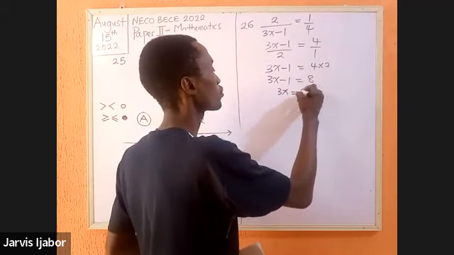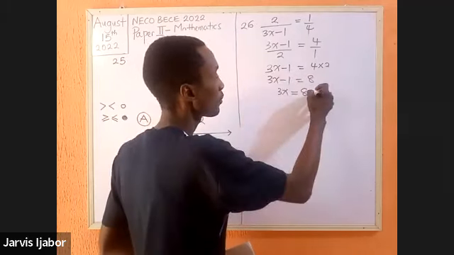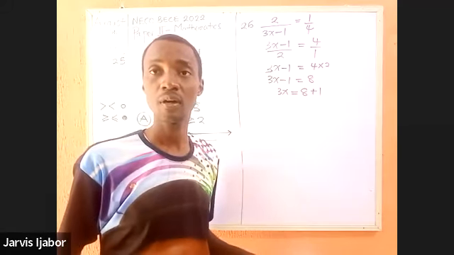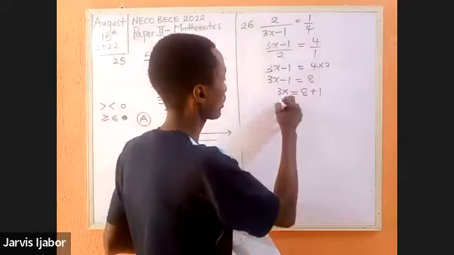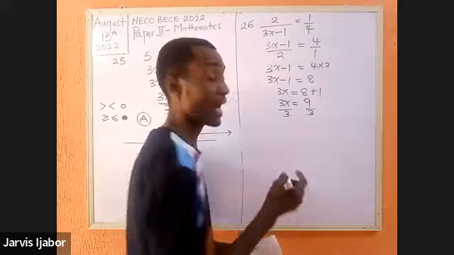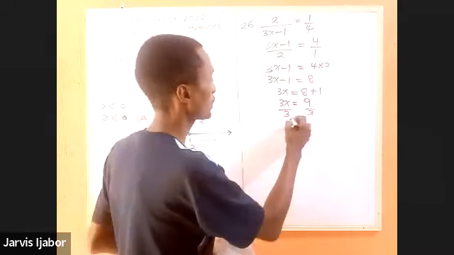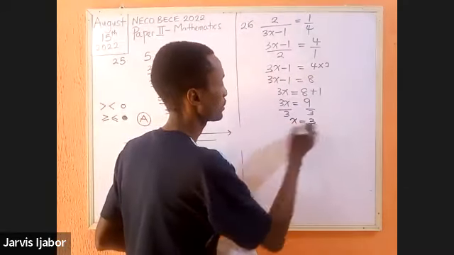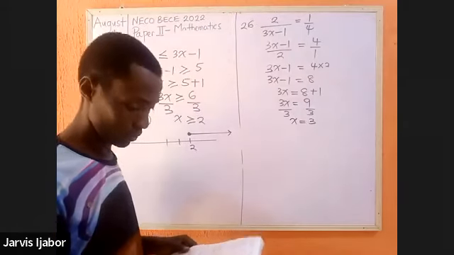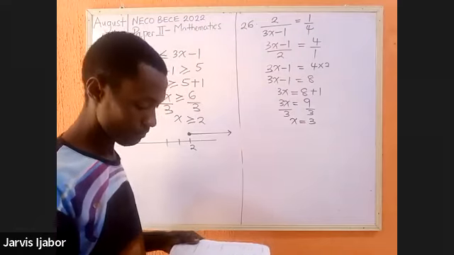So what do I have next? 3x will be equal to 8 plus 1. The opposite of negative is a positive. And so what does that give you? That'll give me 3x equal to 9. I divide both sides by 3. And I'm going to obtain that x will be equal to what? 3. So if you've done that, the option there would have been D.